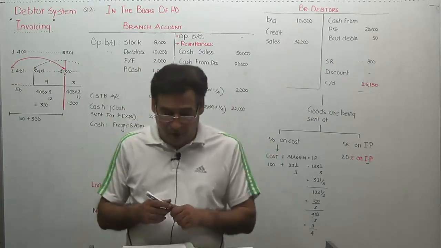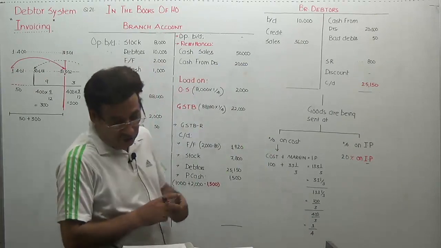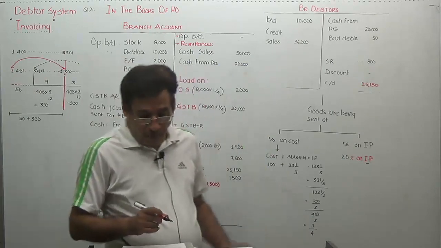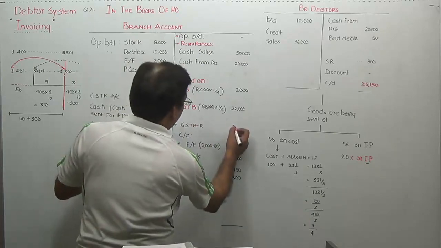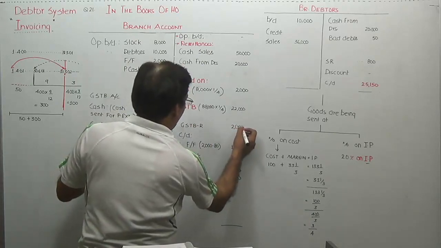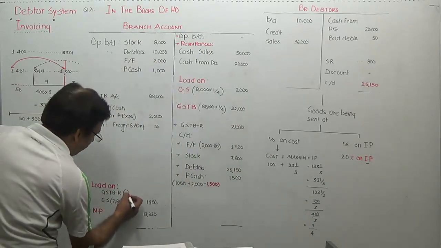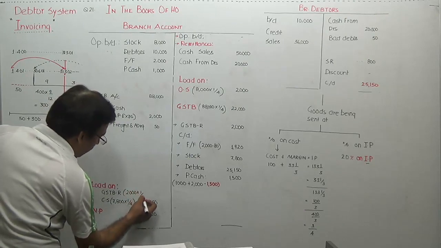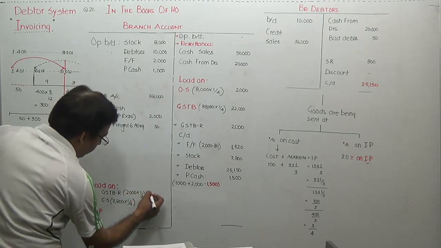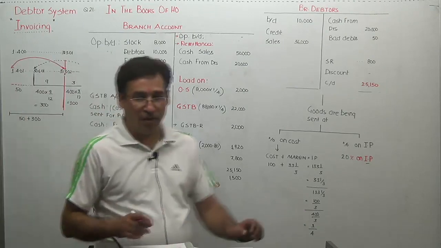Yes, one item after goods returned by debtor, that is given to you as 800. Then there is one more item: goods returned by branch to head office. Unfortunately, I could not write it. 2000 is written down here. So you will have to write the loading also, which you can manage. But at the same time, mistakes should not creep in from our side also. So please rectify it, and sorry for the inconvenience.